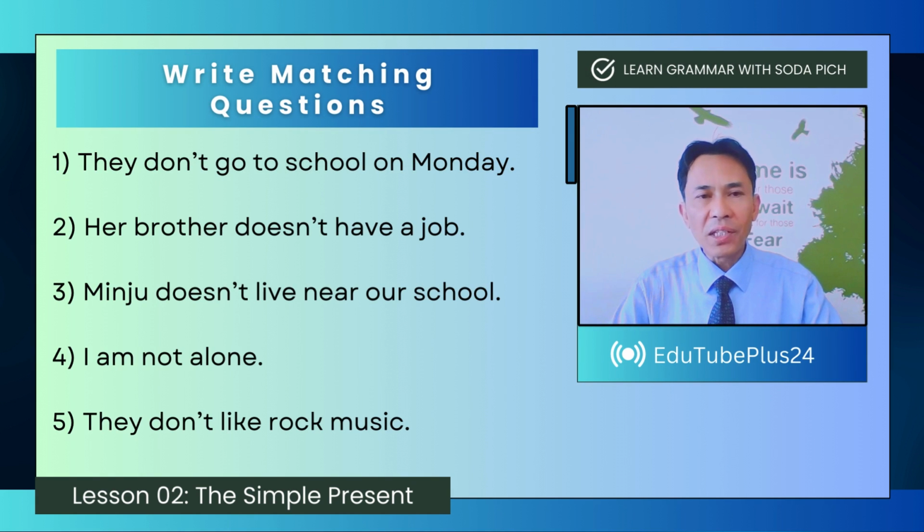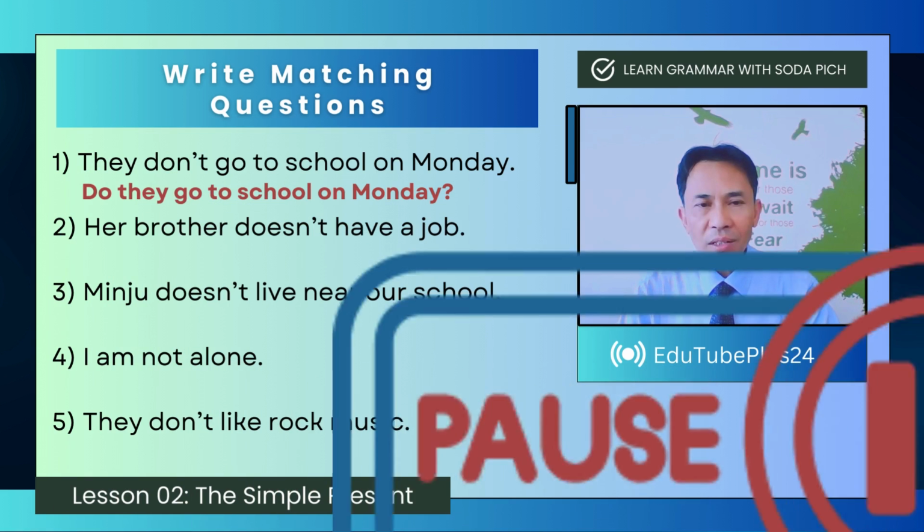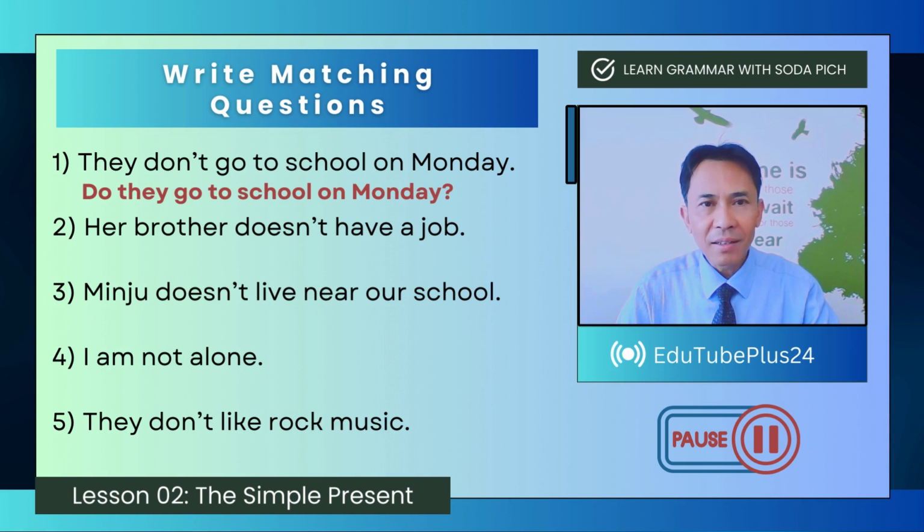Now, write a question to match each of these sentences. Number one, they don't go to school on Monday. Number two, her brother doesn't have a job. Number three, Minju doesn't live near our school. Number four, I am not alone. Number five, they don't like rock music. The first question would be, do they go to school on Monday? Now you can pause the video while you work.